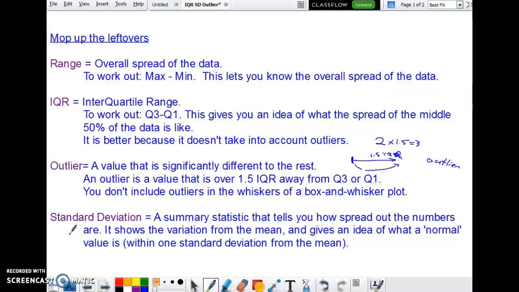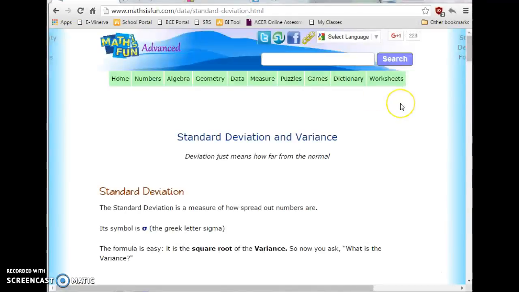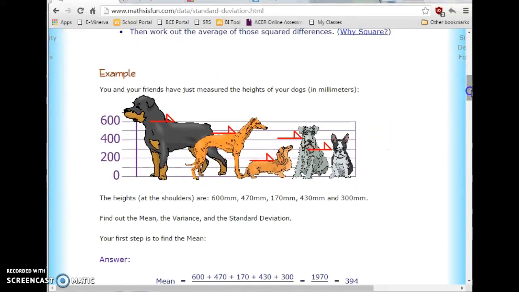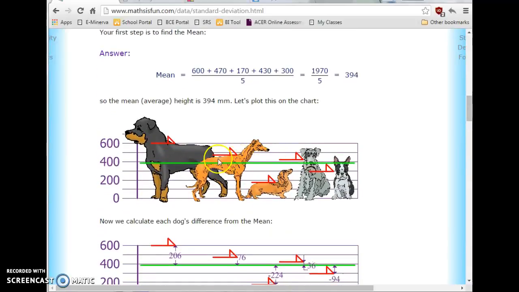So to show that, what I'm going to do is go to here. This is it. This one. Okay, this website here, and they've got an awesome example of what standard deviation actually means. So say this person went and measured the heights to the back of certain dogs. Okay, we've got big dog, small dog. Okay, now find the mean. That's the mean, the yellow line there.